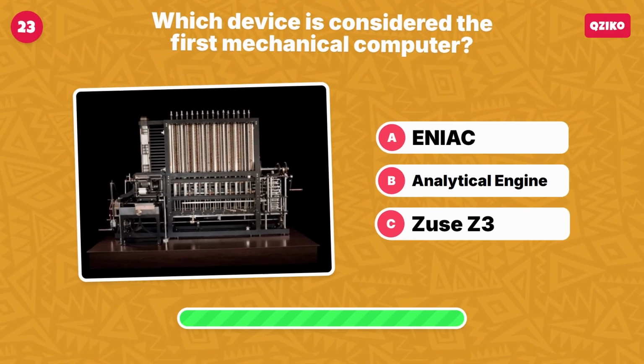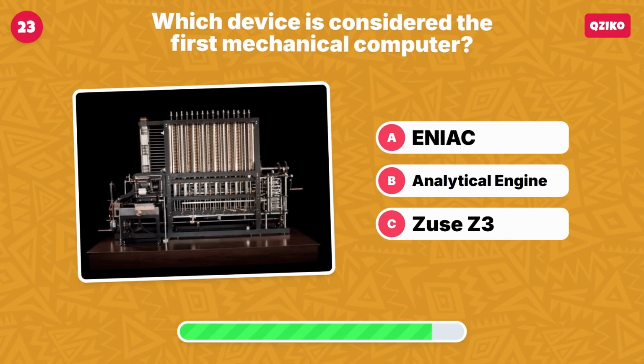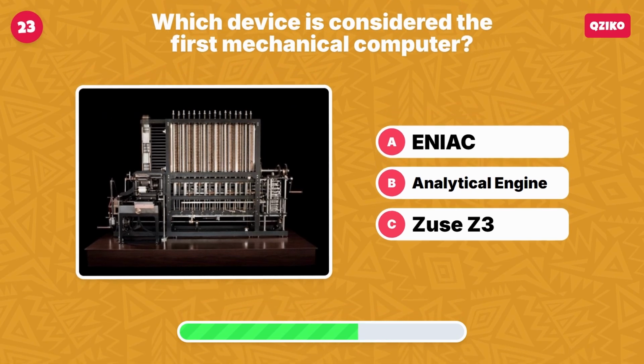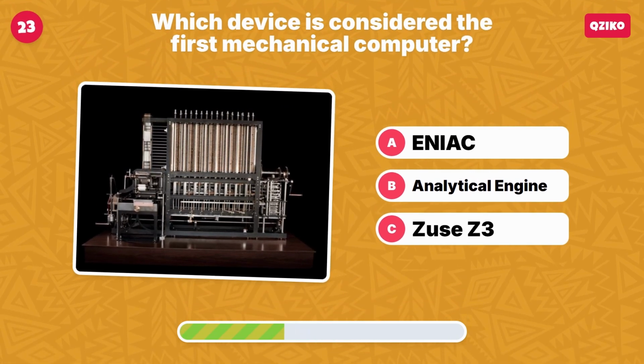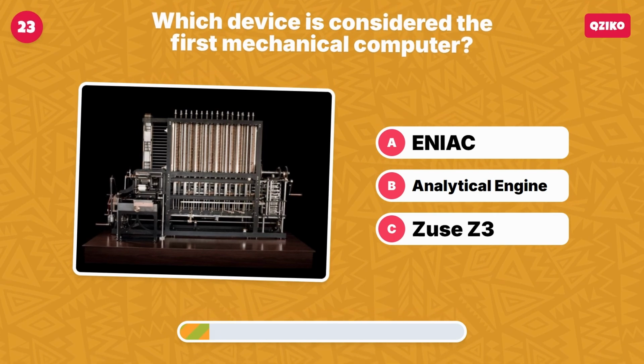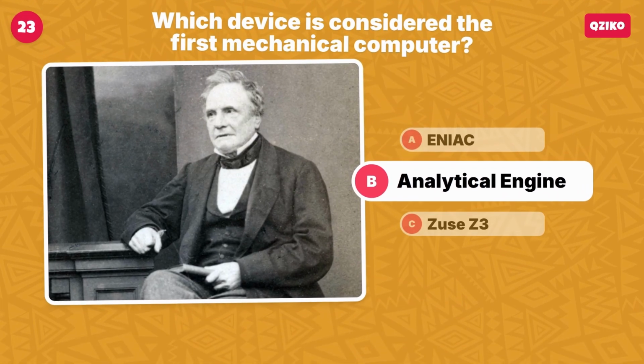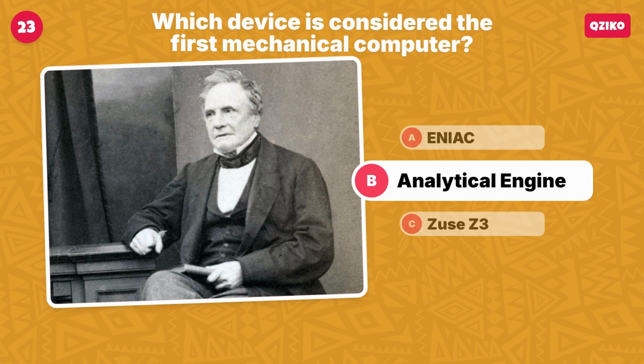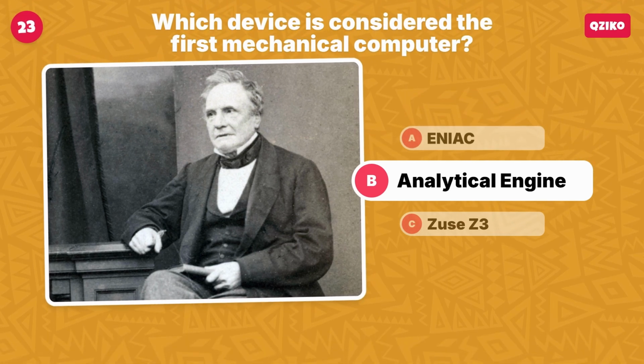Which device is considered the first mechanical computer? ENIAC, Analytical Engine, or Zeus Z3? The Analytical Engine was designed by Charles Babbage in the 1830s.